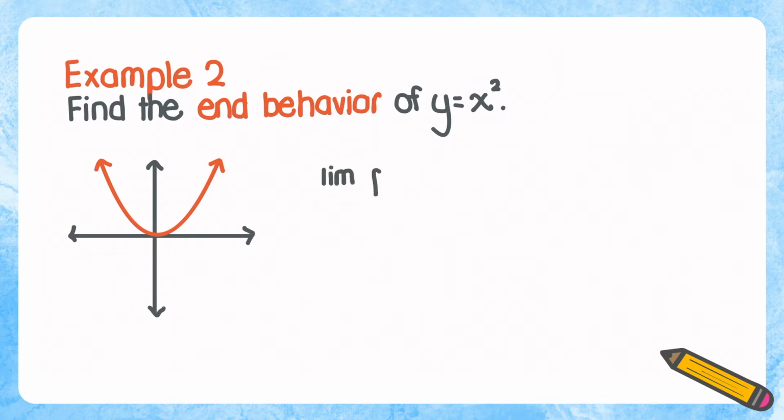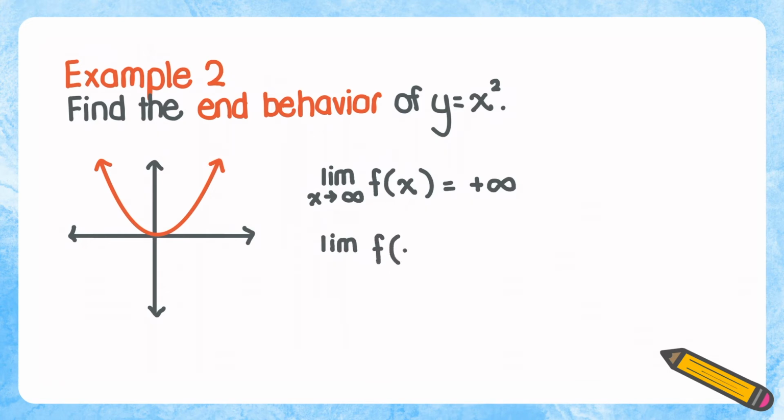Okay, so let's find the end behavior. So first, what's the limit of this function as x approaches positive infinity? What happens as we move to the right on this function? We would keep going up this curve, so we'd be approaching positive infinity. And then let me erase this highlighter thing.